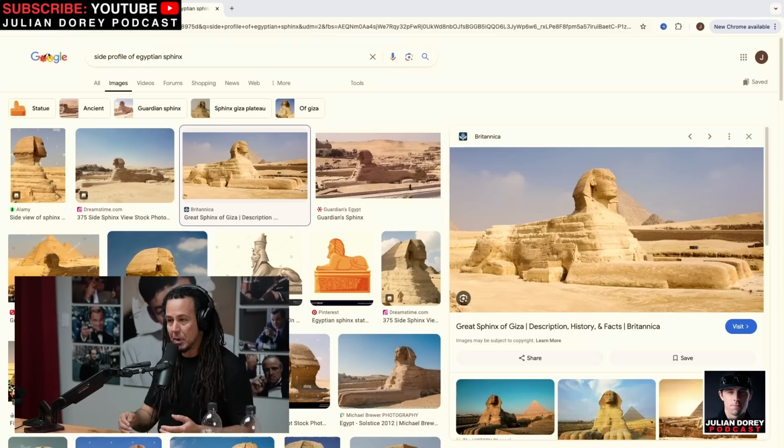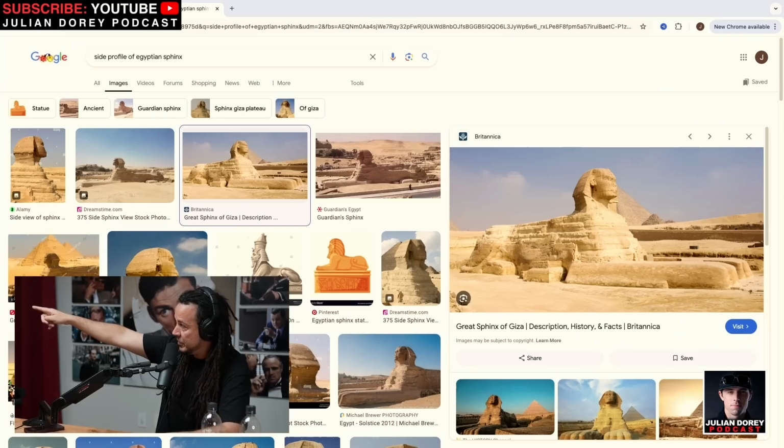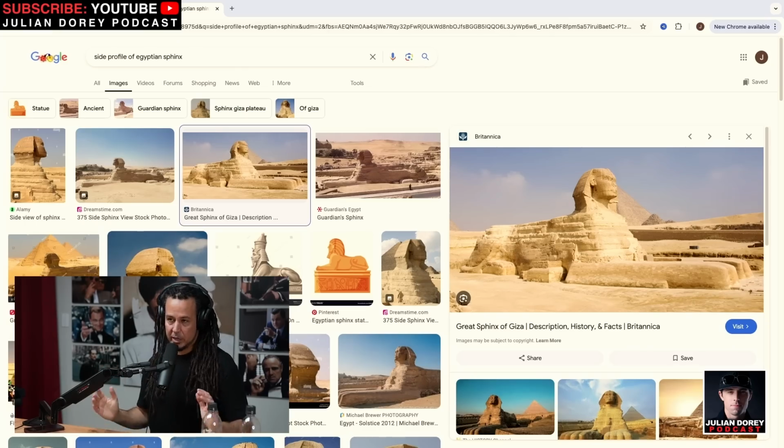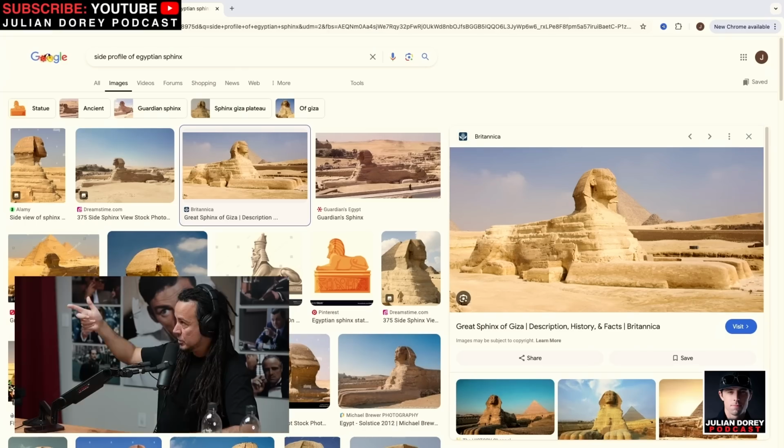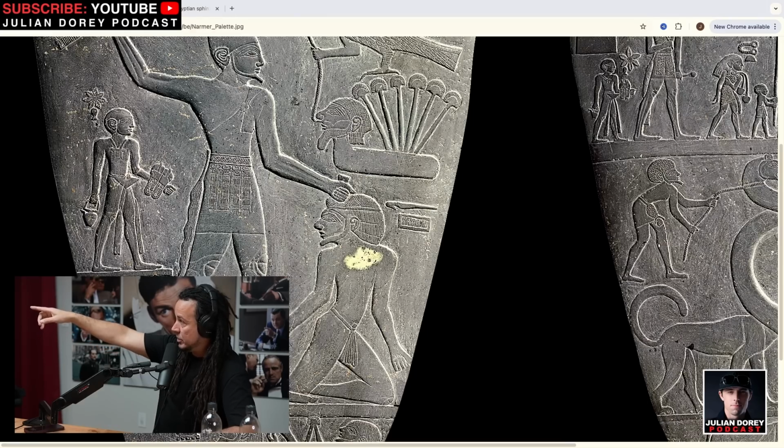Keep in mind that the Narmer palette goes back to the earliest parts of Egyptian civilization, right? But it doesn't have the thing sticking up. It doesn't have the thing sticking out, but the Sphinx is missing something sticking out of its head. But the things were in the Narmer palette. Go back to the Narmer palette. Yeah. So you see, it's sticking out of the back.